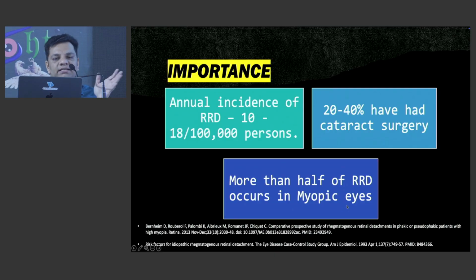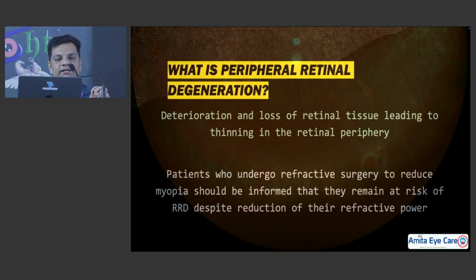So why treat these peripheral lesions? We have an annual incidence of RD of 10 to 18 in 100,000 people, and 20 to 40% of them have had cataract surgery when they present with this retinal detachment, and half of that occurs in myopic eyes. So what is peripheral degeneration? It's a deterioration and loss of retinal tissue leading to thinning in the retinal periphery.